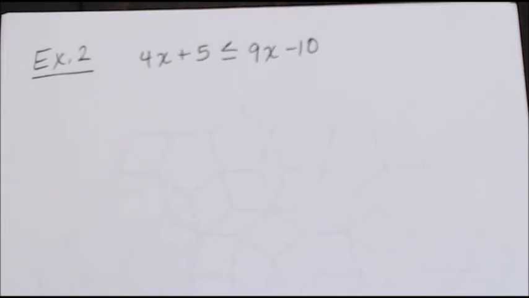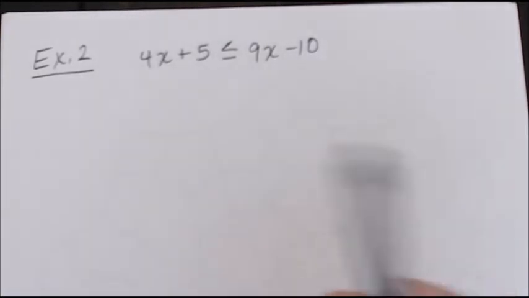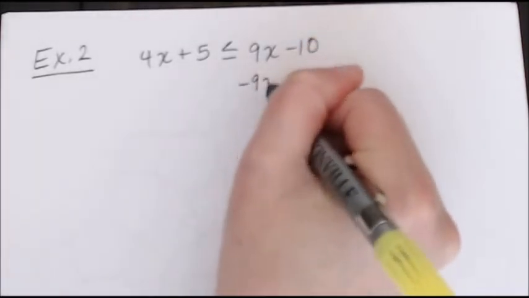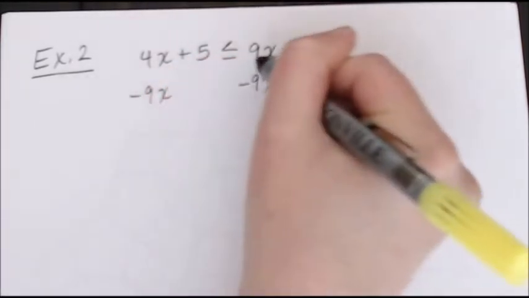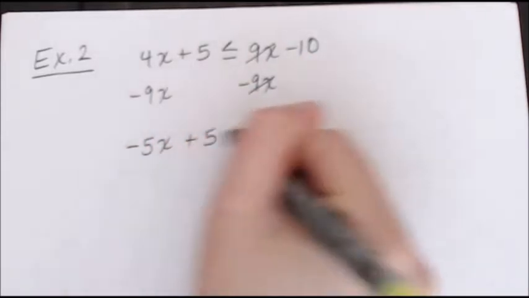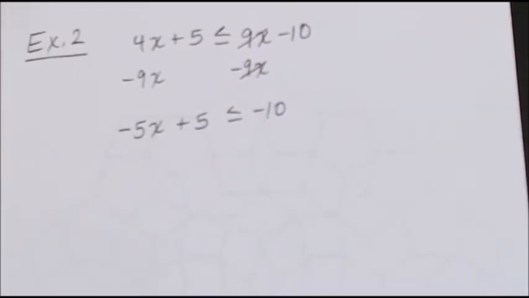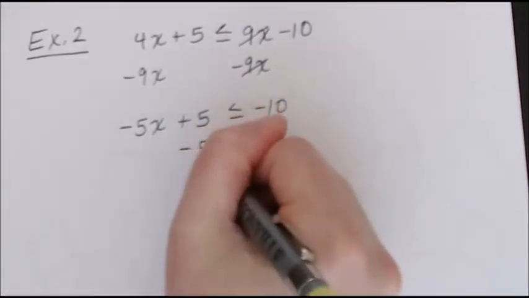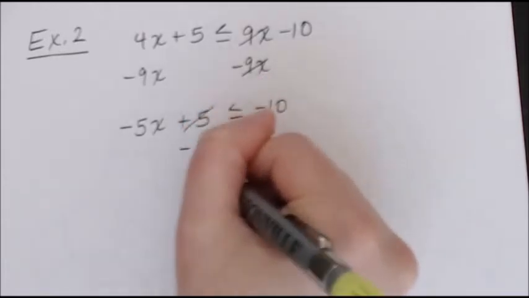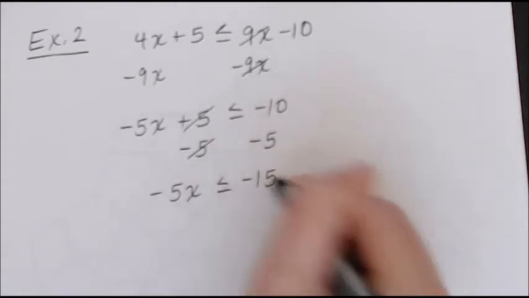I tend to prefer to have the x's on the left side when I solve these inequalities. I think it makes the inequality easier to read. So I'm going to put the 9x on the left side with the 4x. So it's positive 9x, so I'm going to subtract it to get it to the other side. So I have negative 5x plus 5 is less than or equal to negative 10. And then I need to get that 5 over there with the negative 10, so I'm going to subtract 5 from both sides. So I have negative 5x is less than or equal to negative 15.